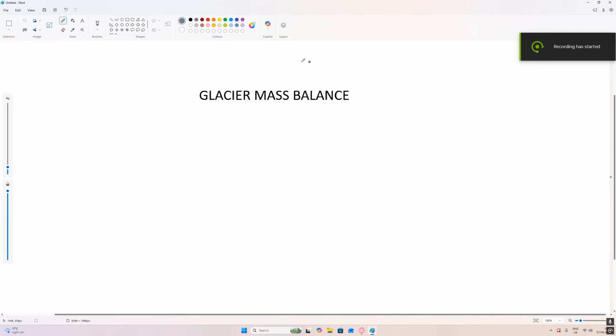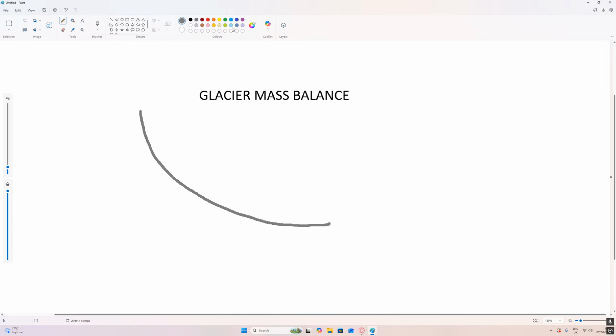Okay, so to understand glacier mass balance, you first need to understand that this is the side profile of a glacier. So this is the slope and this is the glacier, which may have formed in a hollow up here. Who knows? Let's just assume this is the glacier. So higher up, the glacier receives precipitation in the form of snow, sleet, rain, whatever, right? So you have precipitation up here.